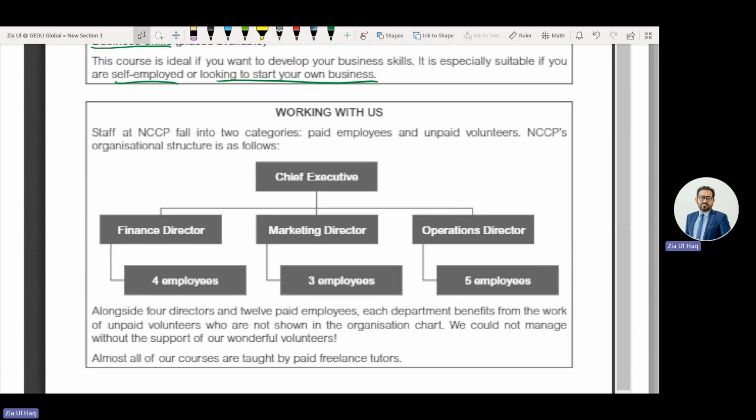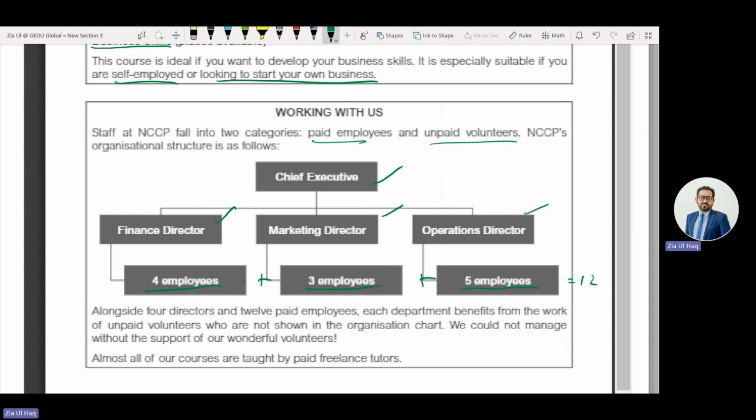Working with us, staff at NCCP fall into 2 categories: paid employees and unpaid volunteers. NCCP organization structure is as follows. There is a chief executive, CEO, finance director, marketing director, operation director. The finance director has 4 subordinate employees. Marketing has their own 3 employees, and operations has their own 5 employees. Alongside 4 directors and 12 paid employees, 4 plus 3 plus 5, 12 paid employees, each department benefits from the work of unpaid volunteers who are not shown in the organization chart.